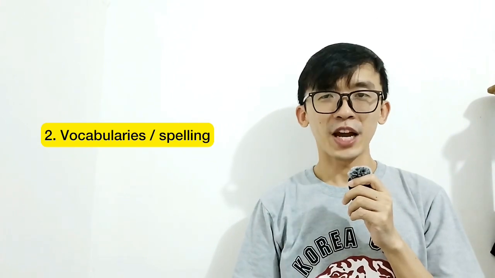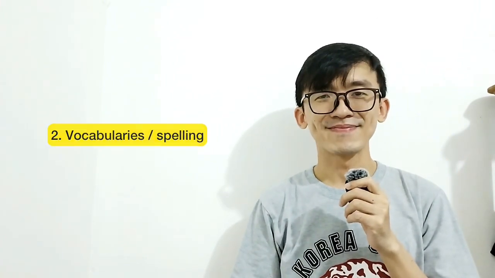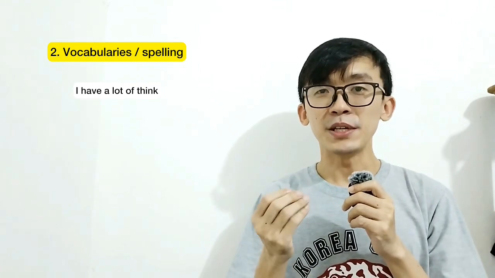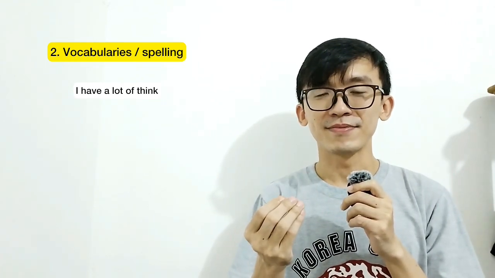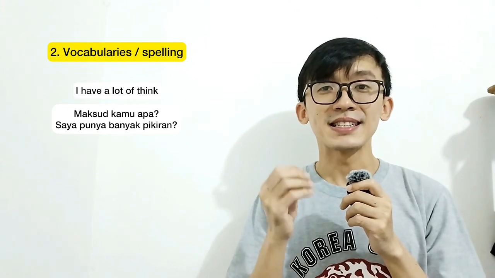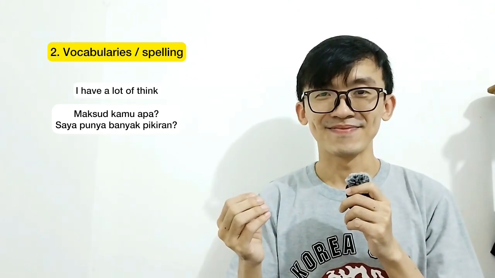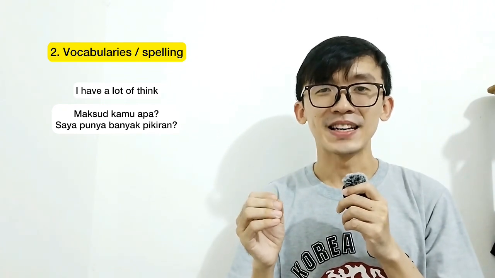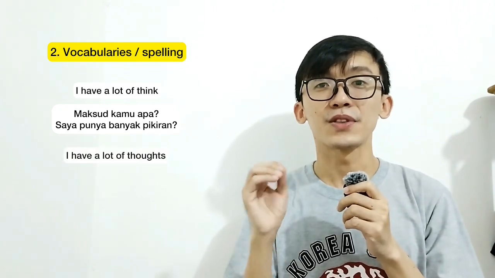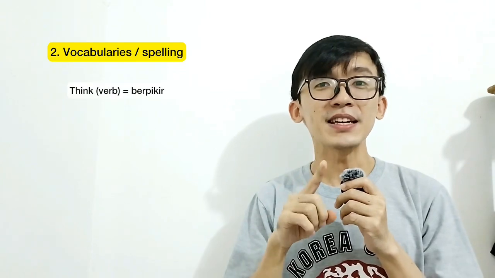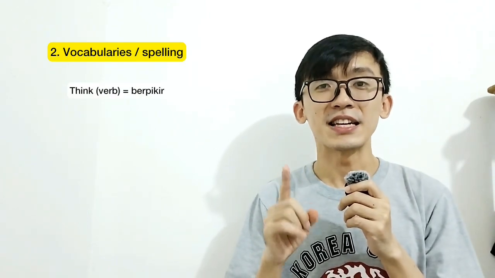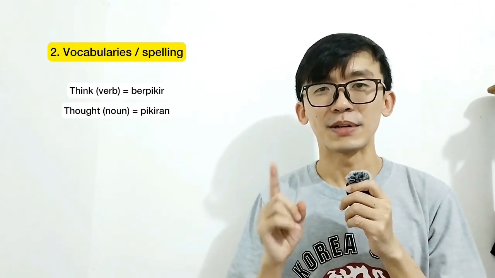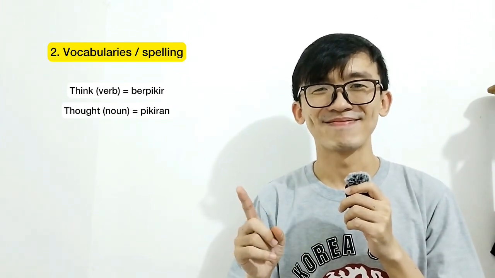Number 2, vocabularies or spelling. Maybe a student said, I have a lot of think. Maybe you can ask your student, maksud kamu apa? Maksudnya, saya punya banyak pikiran. Nah, kalau maksud kamu adalah pikiran, ini salah ya. Harusnya adalah, I have a lot of thoughts. Kalau think itu adalah verb atau kata kerja yang artinya berpikir. Dan thought itu adalah noun atau kata benda yang artinya pikiran.